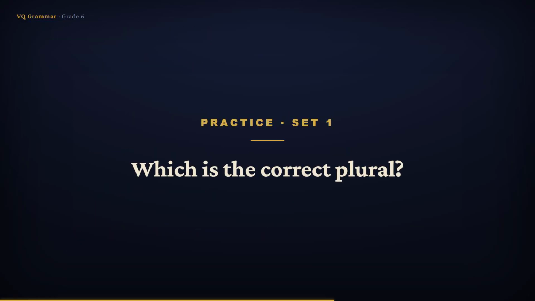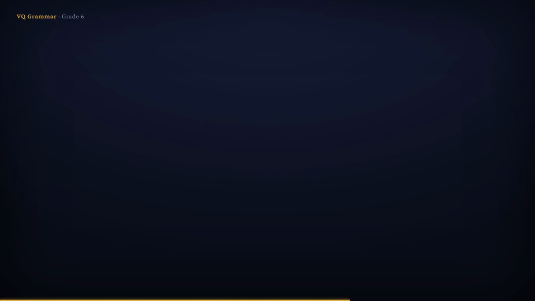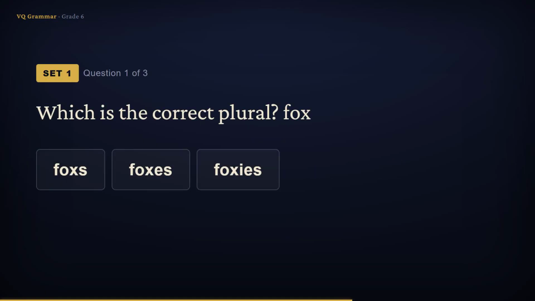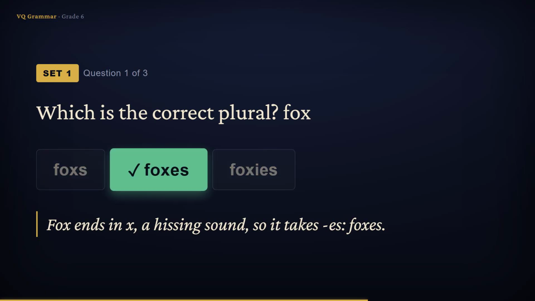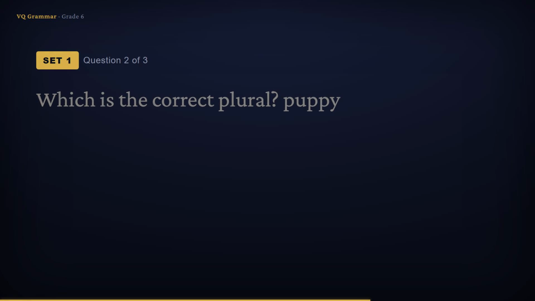Ready to practice? In this first set, I'll give you a singular noun, and you pick its correct plural spelling. Think about which rule applies before you choose. Pause the video and try each one yourself before I give the answer. Which is the correct plural of fox? Fox ends in the letter X, which is one of our hissing sounds. That means it takes ES, not just S. Foxes. So the answer is foxes.